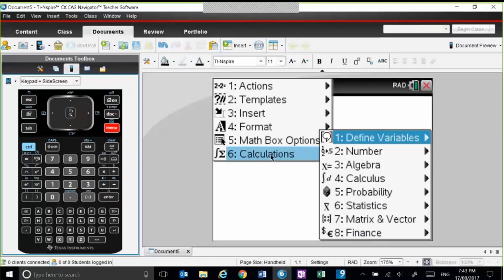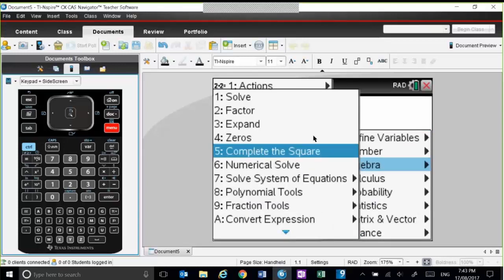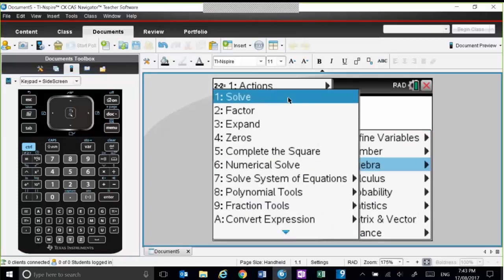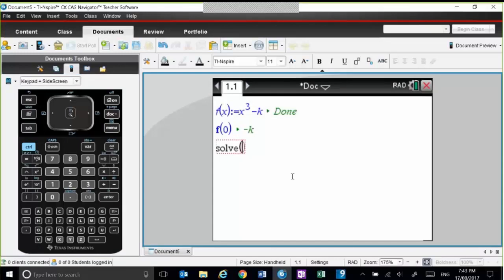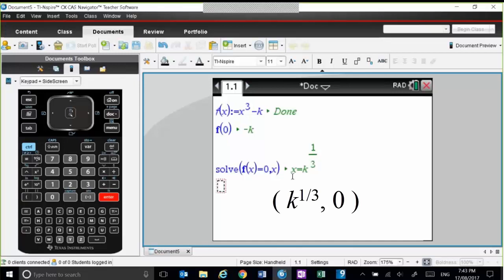Now if we go into option number 3, which is algebra, and number 1 is solve, we can now solve the equation f of x equals 0, and then don't forget to type in comma x to tell the calculator what variable we are solving for. Now if we press enter, we get the x coordinate of the intercept. But don't forget, we've got to write that down as a coordinate. Our answer must be a coordinate, so it would be (k to the power of 1/3, 0).